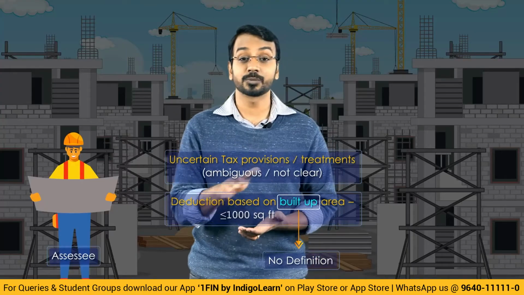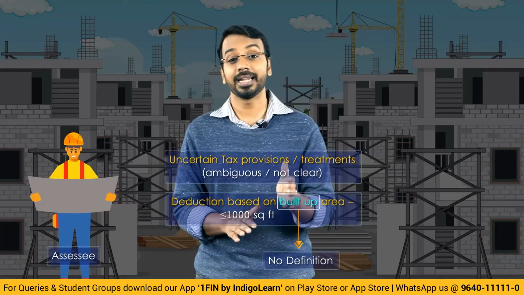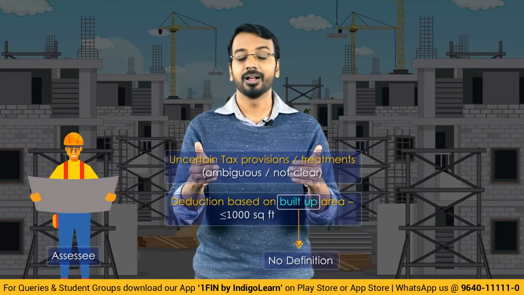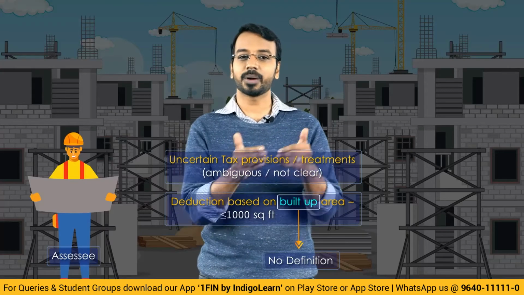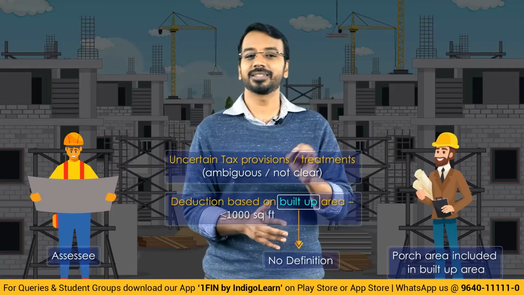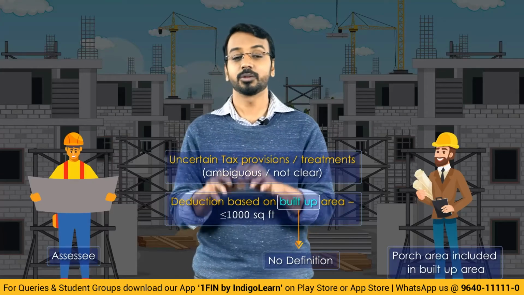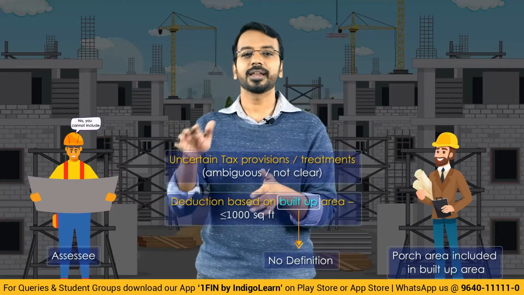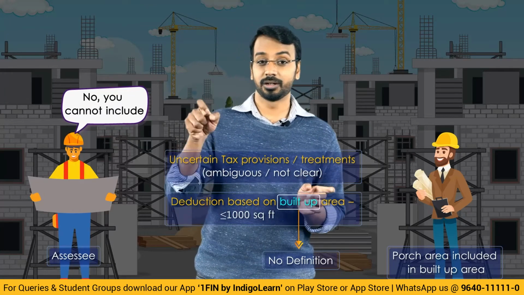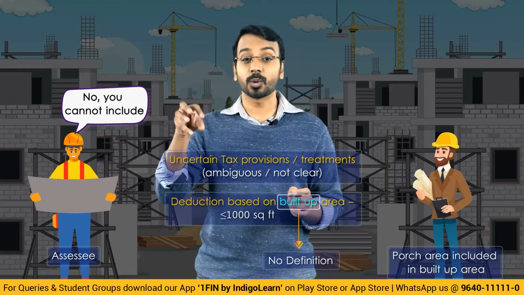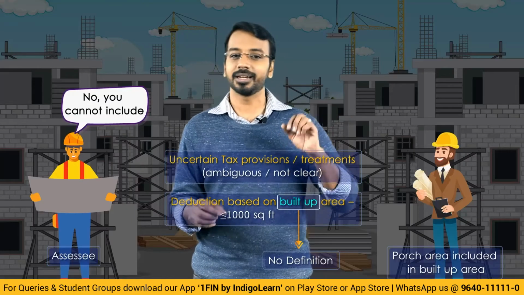Now, at the time of assessment, the assessing officer added the porch area also as a part of built-up area. Now, if you add the porch area as a part of built-up area, it exceeds the threshold prescribed under the Act. Now, the builder contends that this porch area cannot be considered as a part of built-up area. Now, there is a conflict here. The builder has taken one stand, the department has taken another stand.